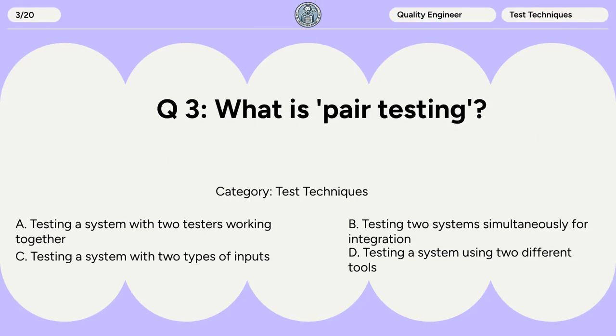Question 3. What is pair testing? A. Testing a system with two testers working together. B. Testing two systems simultaneously for integration. C. Testing a system with two types of inputs. D. Testing a system using two different tools.